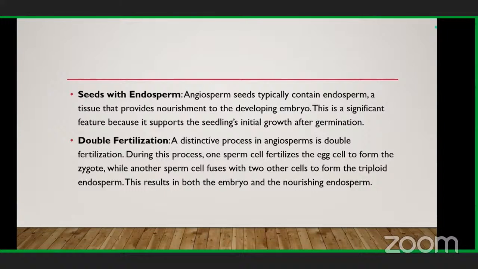So don't worry, our next chapter is the reproduction in flowering plants only. There we will discuss more deeply about this double fertilization, what is polar nuclei, how it is formed, what is chalazal, micropyle, and we will discuss everything briefly. Here, just remember that in angiosperms there is a phenomenon that takes place called double fertilization, and as a result endosperm is formed with the seed. Okay, this is the key feature of the angiosperms.